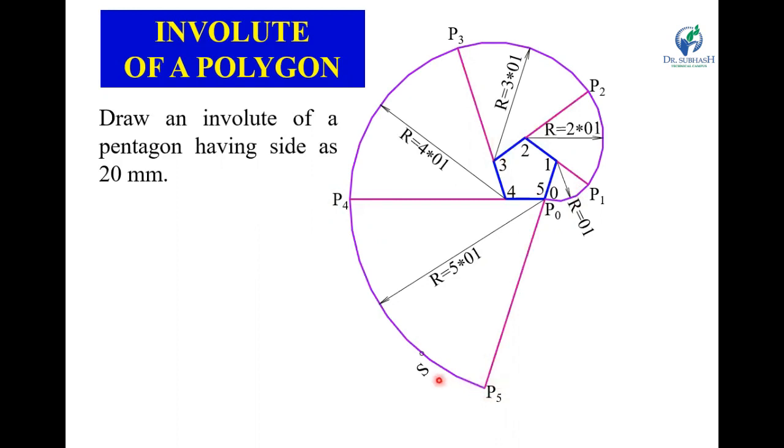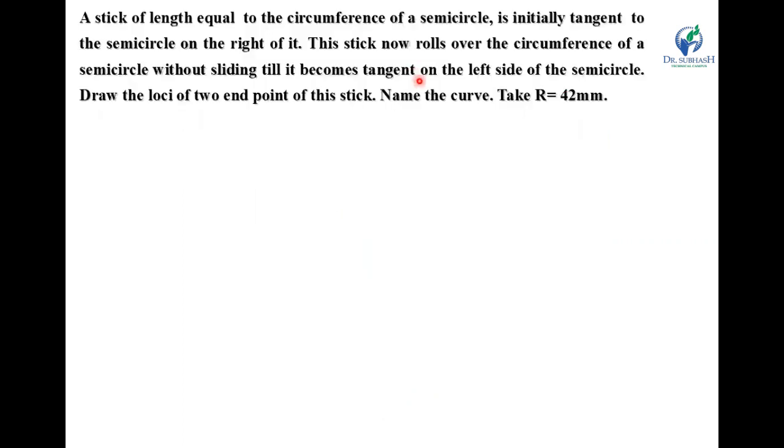Now draw the normal and tangent at this point S. Point S is in between P4 and P5. So now join this S with point 5. It is a normal, and another line drawn perpendicular to this normal is called a tangent. So this curve is known as an involute of a pentagon.